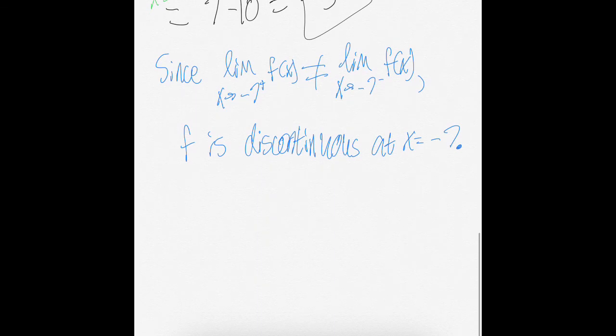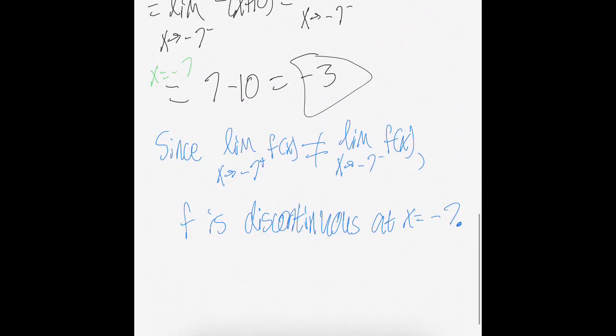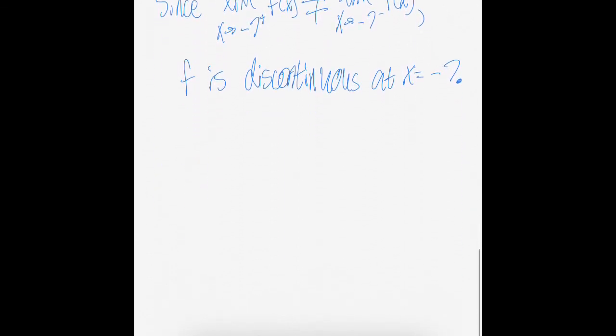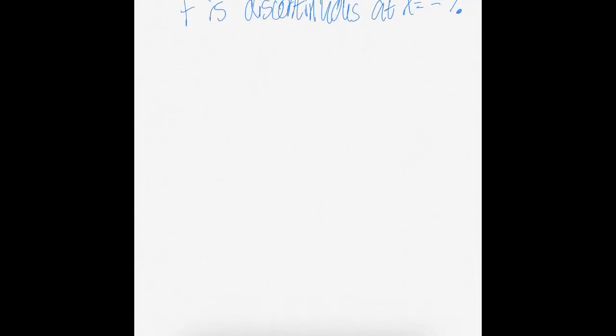Now, if these two were equal, that wouldn't quite be enough to say that it is continuous, but because it's not equal, we know for sure that it's not continuous. There is one other condition which needs to be true in order for the function to actually be continuous at that point. But I think we'll talk about that in a later problem.